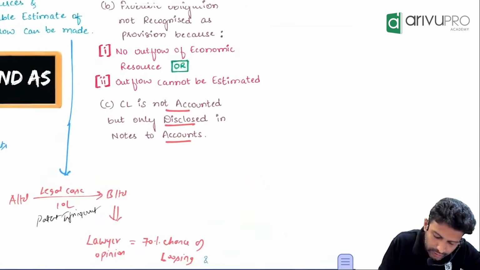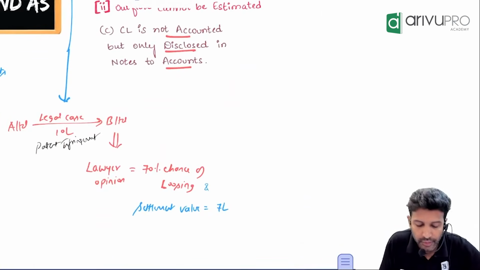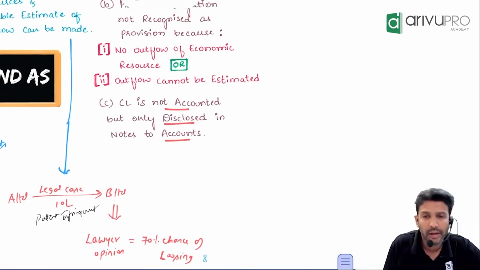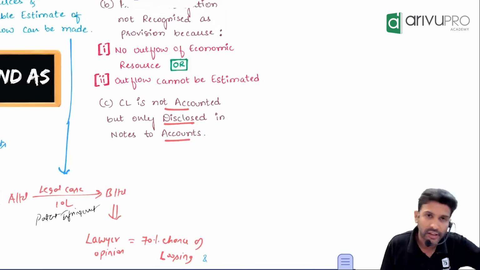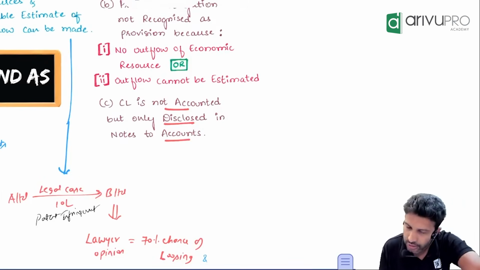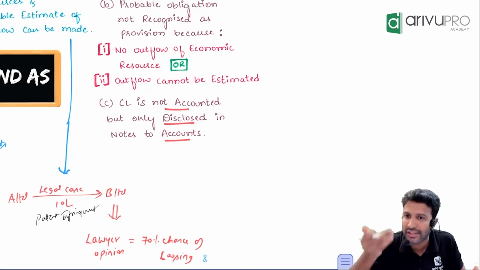What is our lawyer telling you? There is a 70% chance that we will lose the case. Sir, when B Limited loses the case, will they get the money or pay the money? Pay the money. So what is the outflow chance for B Limited? Is it probable? Probable means what? More than 50%. Here is it more than 50%? Yes. That means the third condition of probable outflow of economic resource is also satisfied.